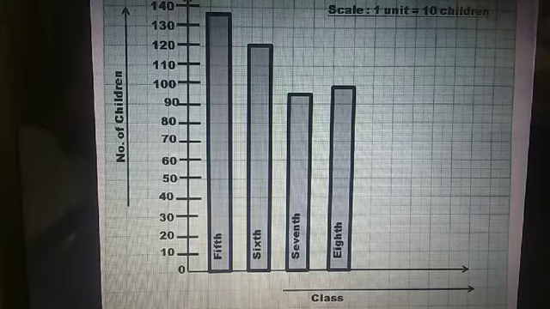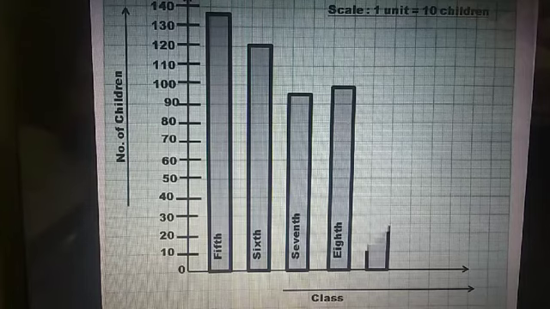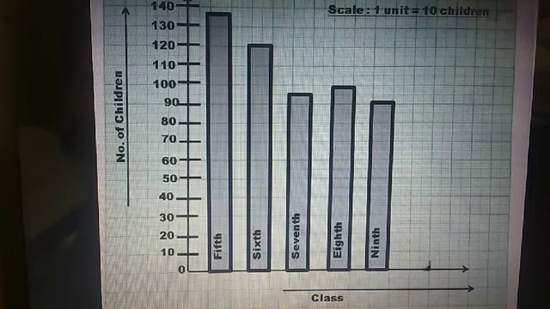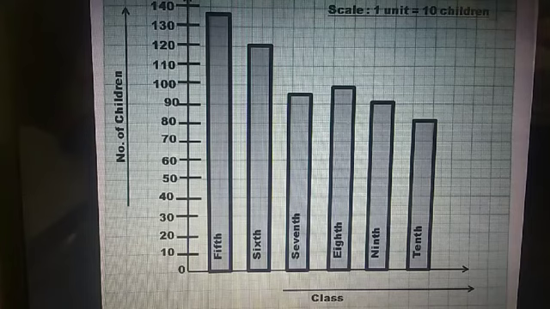And the last one is 80. Yes, till 80 we will draw. Once your 9th is over, you will draw till 80 to show 10th class.